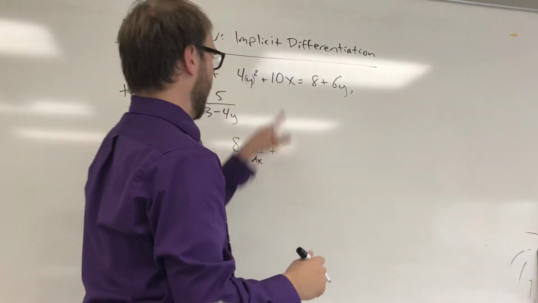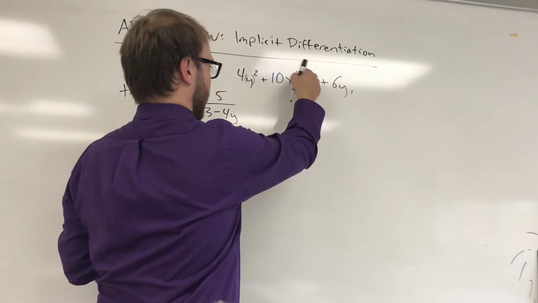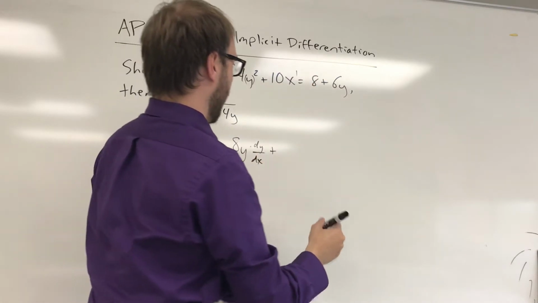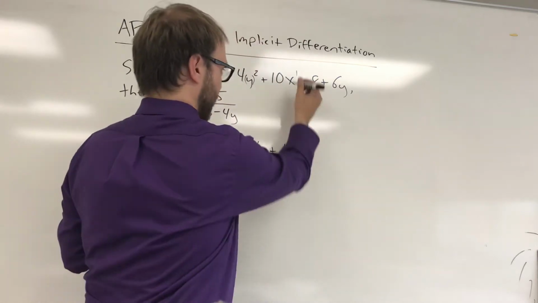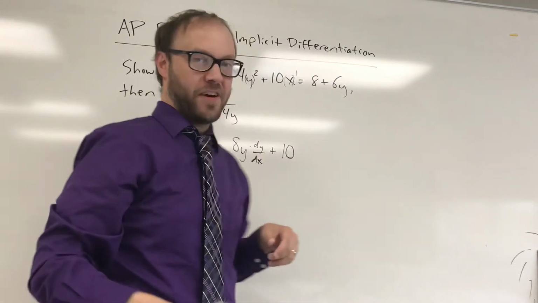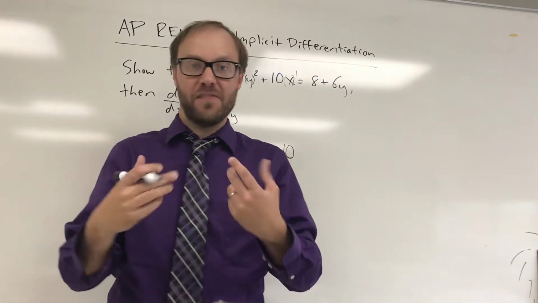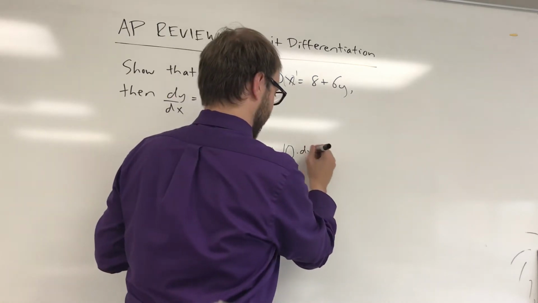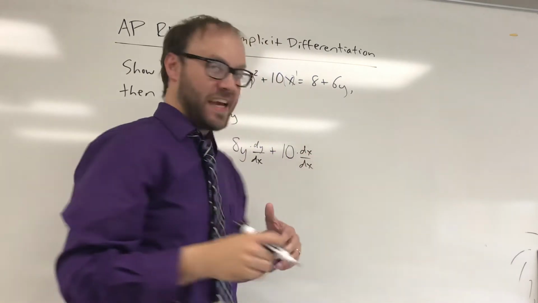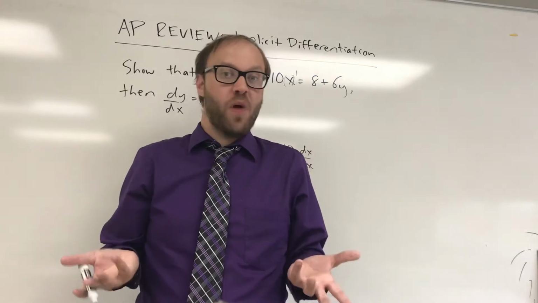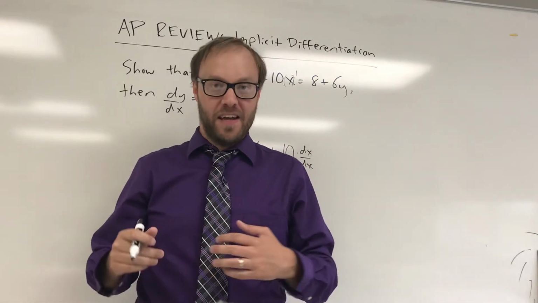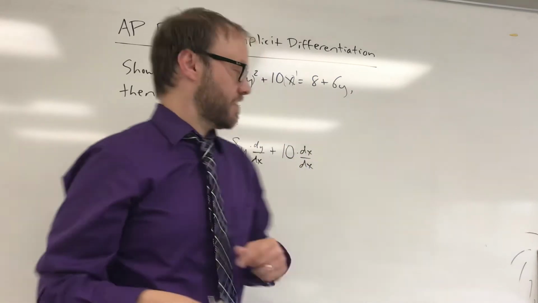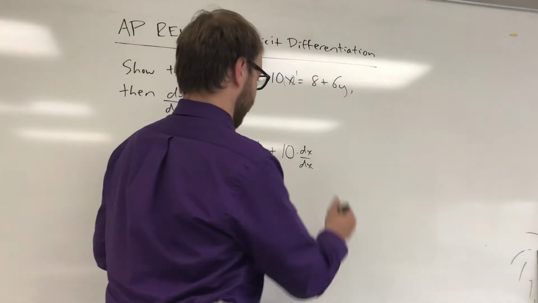So next, 10x, that's 10x to the first, 1 times 10, drop the power by 1, you're going to be left with just 10. Technically, you need to multiply by the derivative of the inside function with respect to x. You're taking the derivative of x with respect to x, and that's dx dx. And by the way, dx dx is equal to 1, and that's why we actually say the derivative of x is 1, okay? Because it's dx dx. We just don't usually show that when we just have x's in an equation.